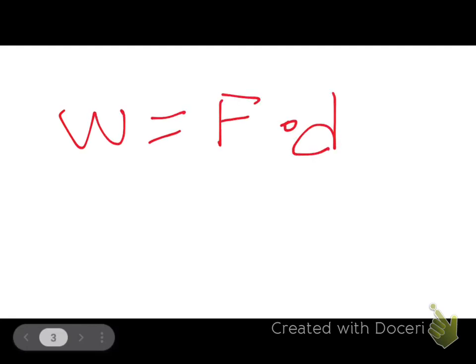Times distance. Now, remember we just said a ramp increases the amount of distance, but the amount of work stays the same. So, if the amount of work stays the same and the amount of distance increases, what's going to happen to the strength of the force required to move this object? Bigger, smaller. It's going to decrease. It's actually going to get smaller. Okay? And you've probably experienced this.